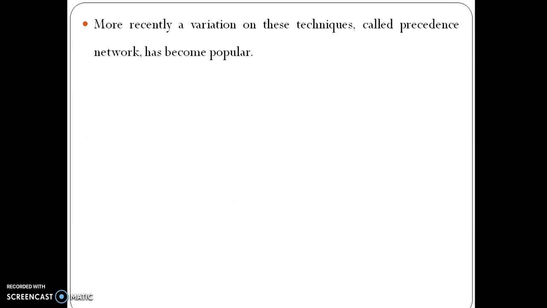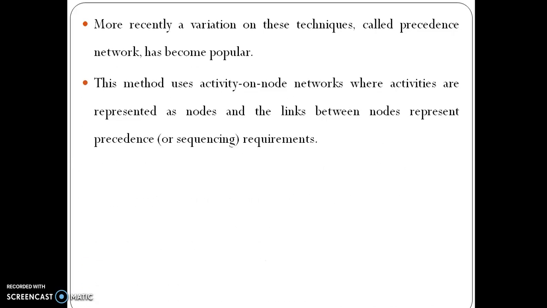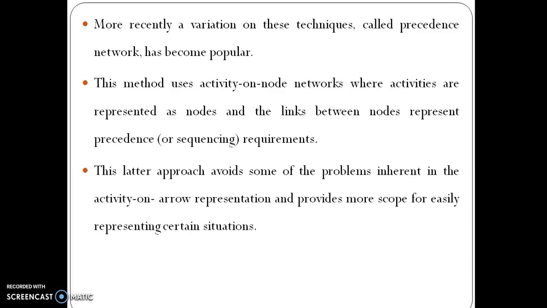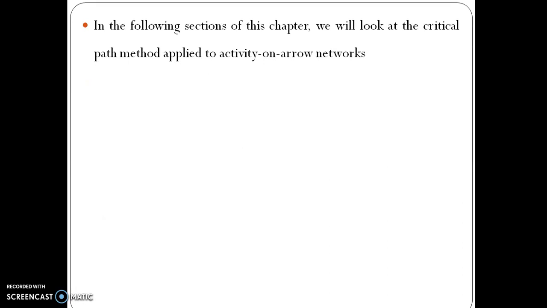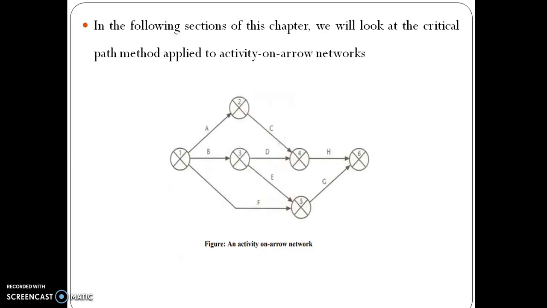More recently, a variation on these techniques called precedence network has become popular. This method uses activity on node networks where activities are represented as nodes and links between nodes represent precedence requirements. The latter approach avoids some of the problems inherent in the activity on arrow representation and provides more scope for easily representing certain situations. In the following sections of this chapter, we will look at the critical path method applied to activity on arrow networks.